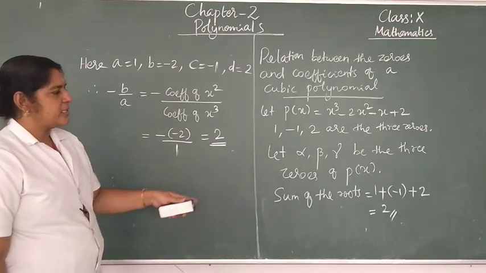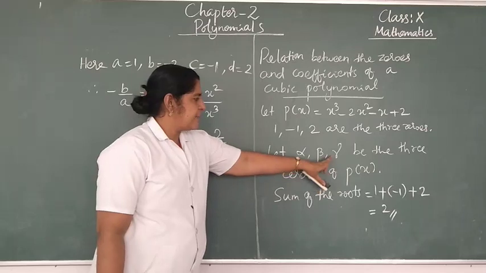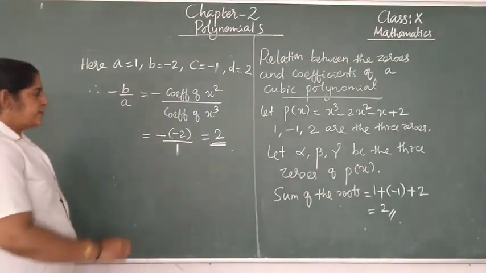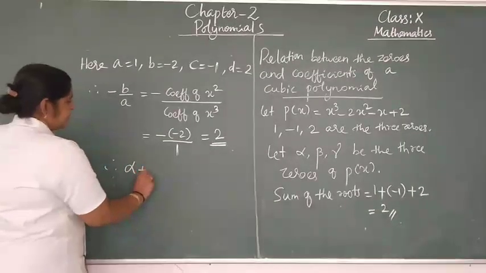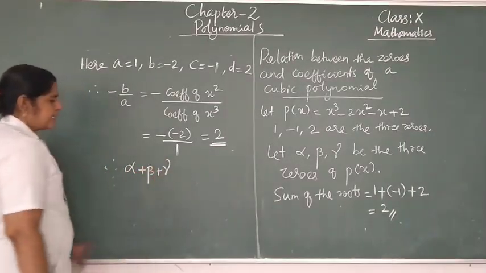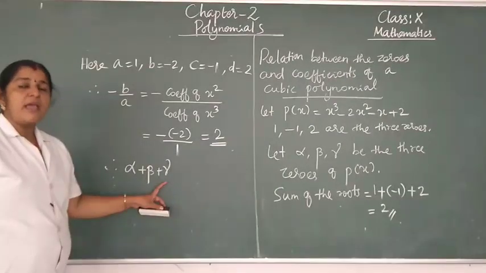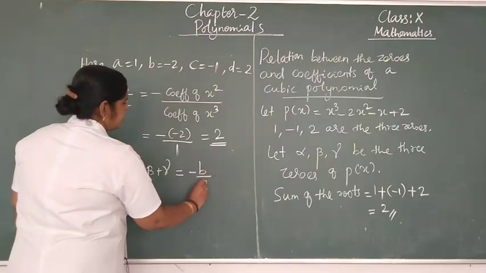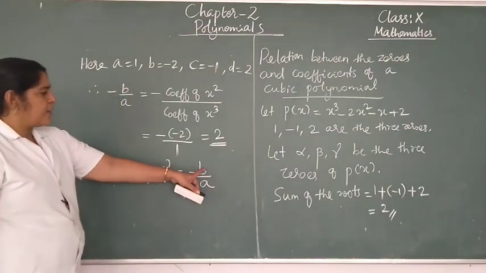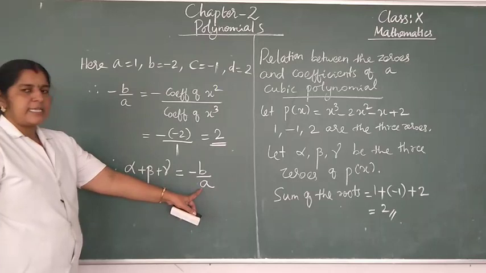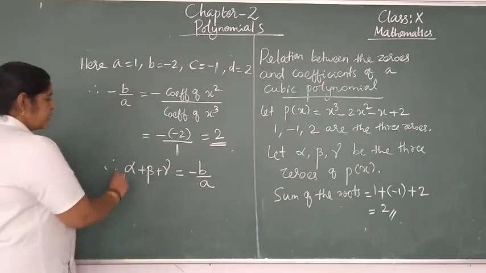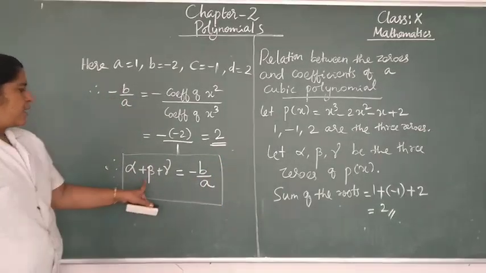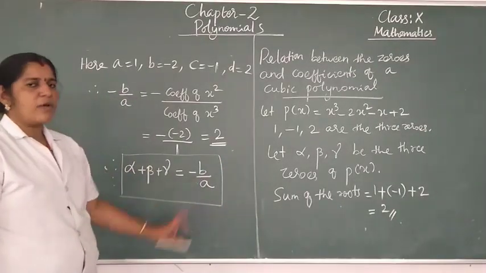What is the meaning of that? When we add alpha plus beta plus gamma, that value is equal to minus b by a. So therefore alpha plus beta plus gamma, the sum of the three zeros of a cubic polynomial, will always be equal to minus b by a, where b is the coefficient of x square and a is the coefficient of x cube. So this is the first relation between the zeros of a cubic polynomial and the coefficients.